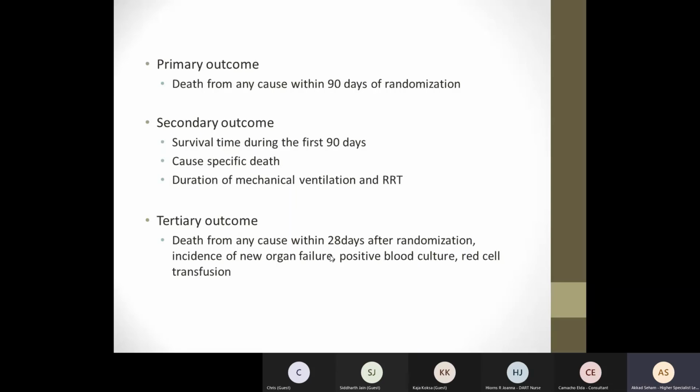So the main primary outcome was looking at death from any cause within 90 days of randomization, and then they had some secondary outcomes, which were survival at 90 days, how they died, and duration of mechanical ventilation and renal replacement therapy. And they also had another tertiary outcome, which is death from any cause at 28 days after randomization. And you can see other things that they've also collected here.